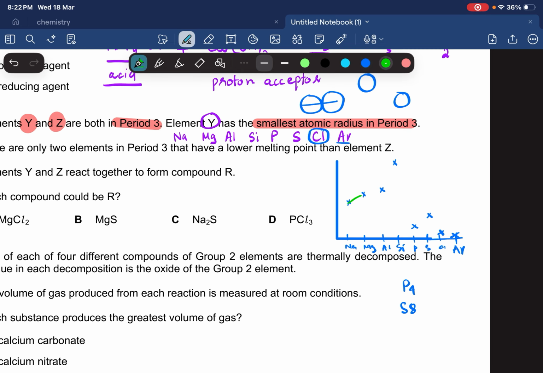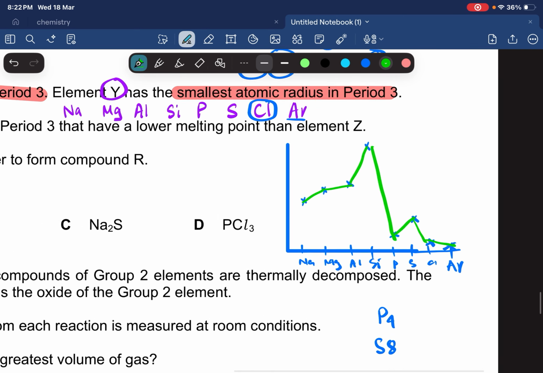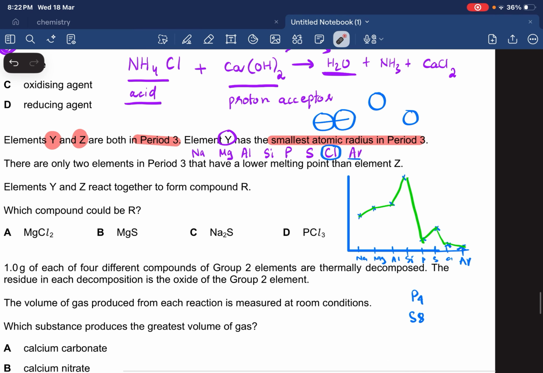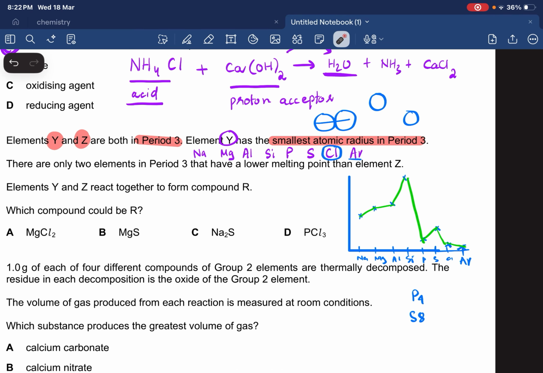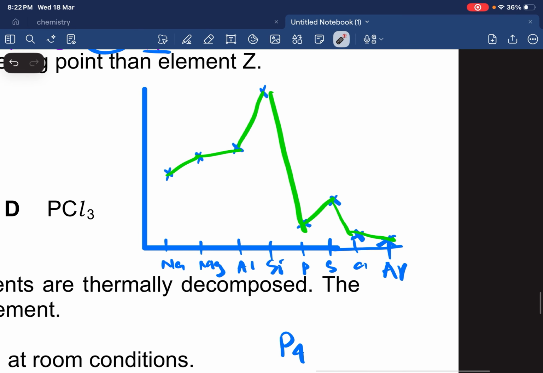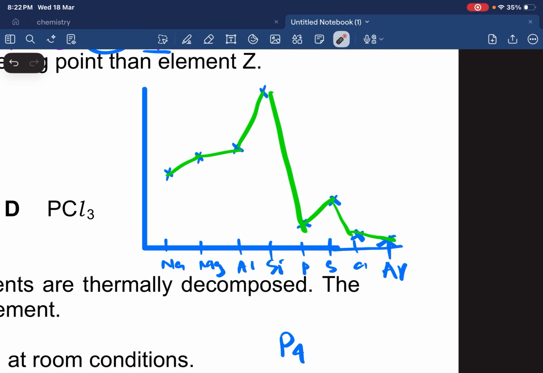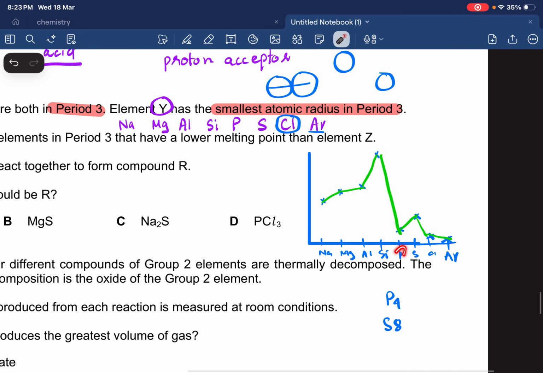So if we do it like this, you can see one thing, that sulfur has 3 things below it. We need an element that has only 2 elements that have lower melting point than it. Phosphorus only has 2 elements below it. Chlorine has only 1 element below it. So in the entire period, if you look, that's the table for melting and boiling points. And that's going to be phosphorus.